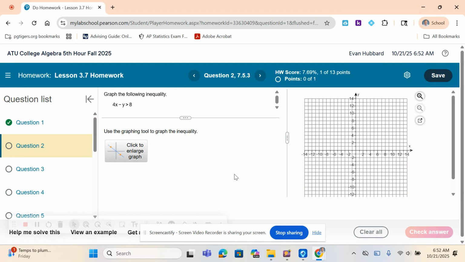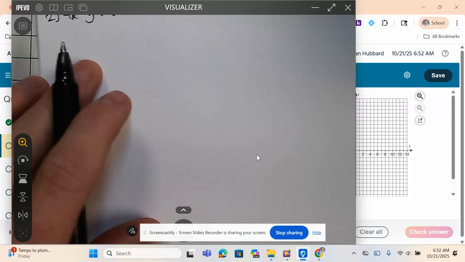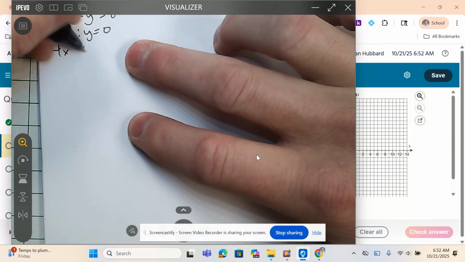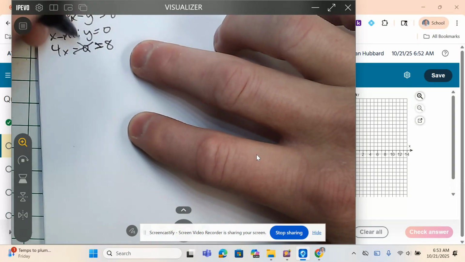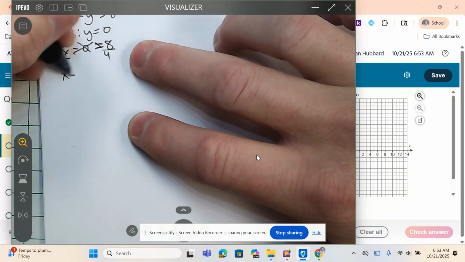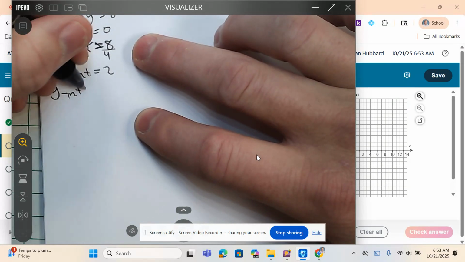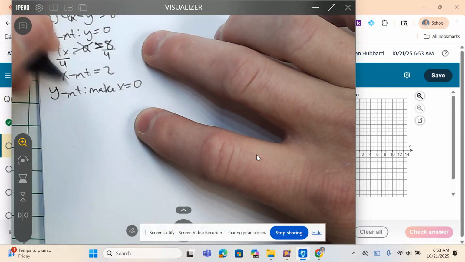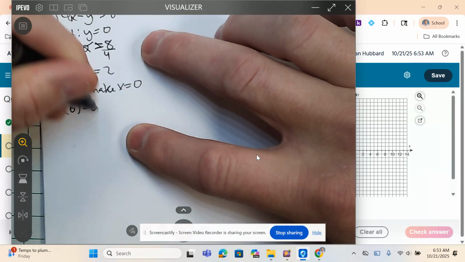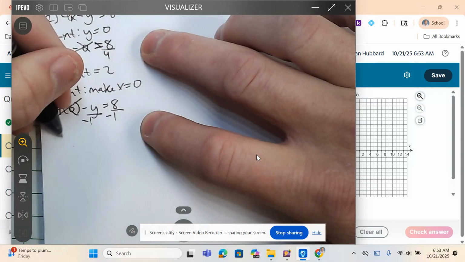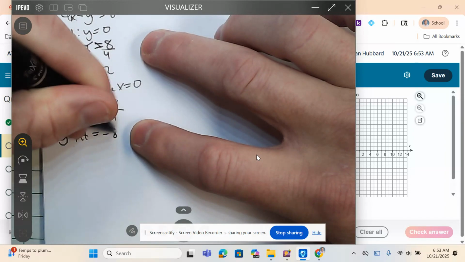All right, 4x minus y is greater than 8. So I'm going to find the intercepts. To find the x-intercept, make y equal 0. So 4x minus 0 is equal to 8. That goes away. Divide by 4, divide by 4. The x-intercept is equal to 2. Now to find the y-intercept, make x equal 0. So 4 times 0 minus y is equal to 8. That goes away. So I divide by -1, divide by -1. The y-intercept is equal to -8.